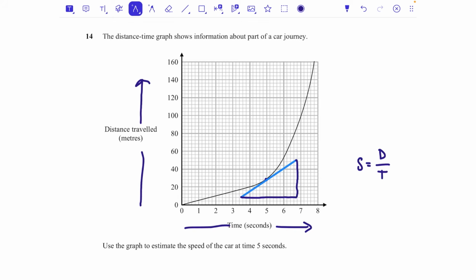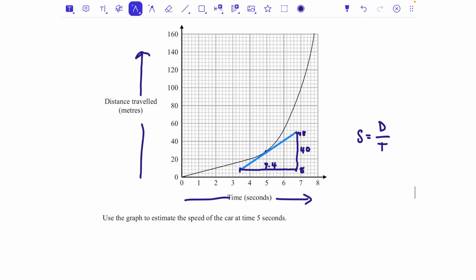So this has gone from 3.4 across to 6.8. So that is 3.4 across, and then going up, what are we going up in here? 4s. So I've gone from 8 up to 48, let's say. So I've gone 40 up. So my rise over run, my gradient here, is going to be 40 divided by 3.4.